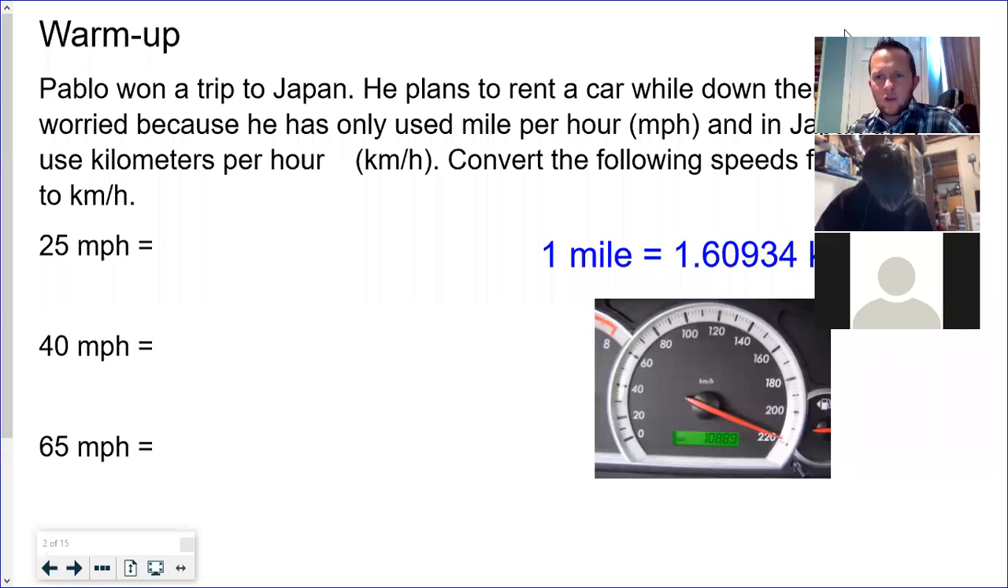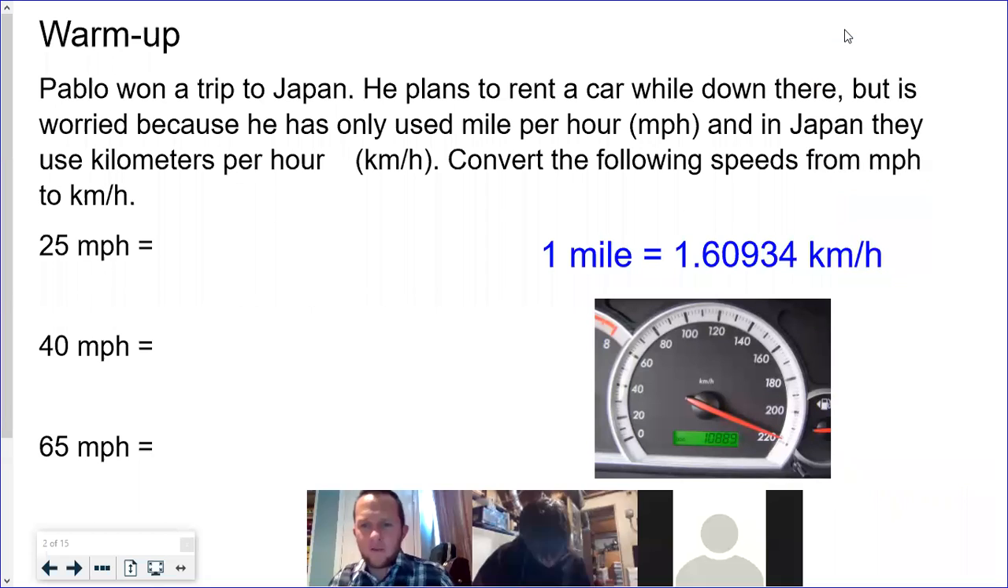All right, guys. So today we're going to talk about conversions, going from one thing to another. And we're going to start with a type of conversion that's probably pretty familiar to you. It's going from miles per hour to kilometers per hour.